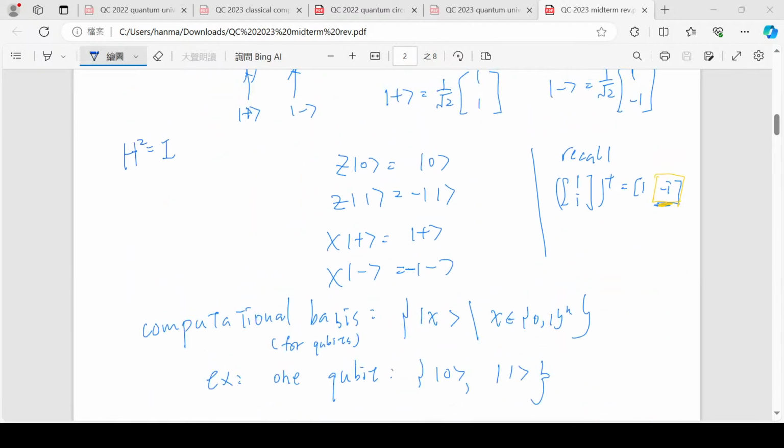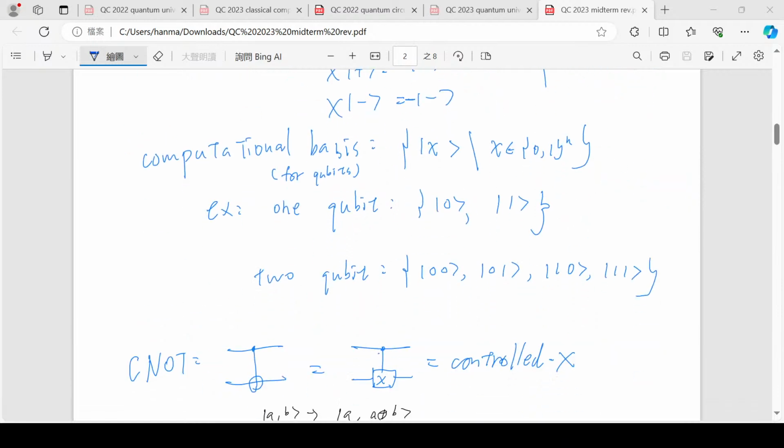As we said, the computational basis for qubits is just like the standard basis, a basis labeled by integers. In computer science we count integers from 0, so for qubits we label it as a bit string, 0, 1 to n, where you have n qubits. For 1 qubit, the computational basis is 0, 1, and for 2 qubits it is the 4 possible strings, etc. You can generalize this to more bits.